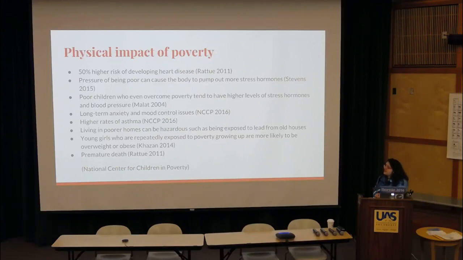A lot of them can also get asthma too. The reason for the asthma is probably because of their living environment. They're probably living in a pretty poor area, so they probably don't have good air quality. And they also live in poor homes that can be hazardous. A lot of homes located in low income areas still have lead involved, so they're being exposed to lead.